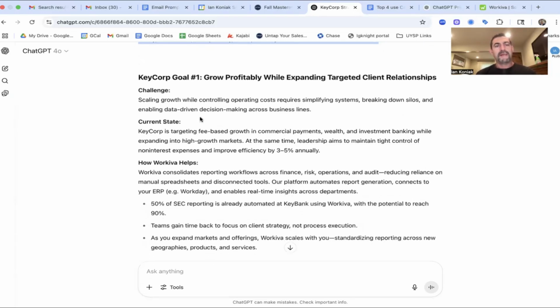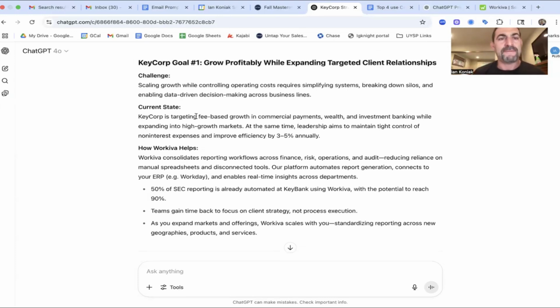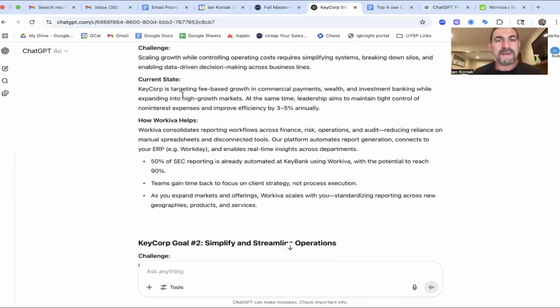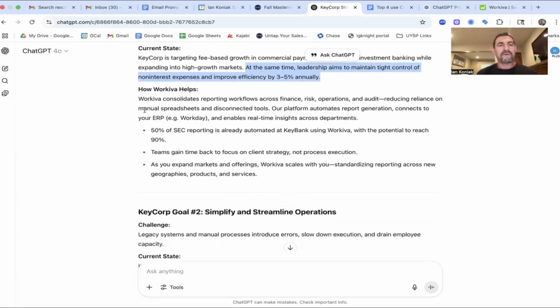And here's a cool thing. The format is very executive friendly. So the challenge is scaling growth while controlling operating costs requires simplifying systems, breaking down silos, and enabling data-driven decision making. Current state: you're targeting fee-based growth in commercial payments, wealth, and investment while expanding into high-growth markets. At the same time, you want to maintain tight control over expenses and improve efficiency. And now it references what they're already doing.